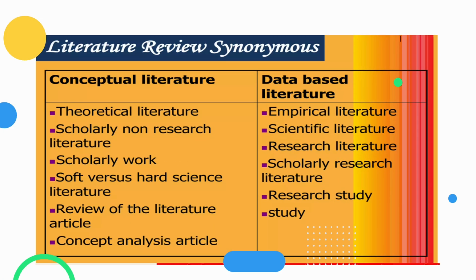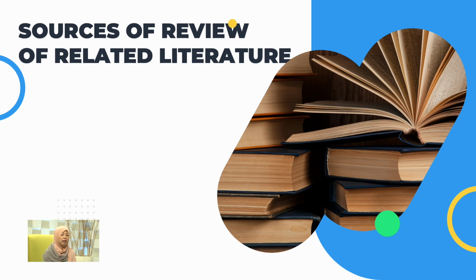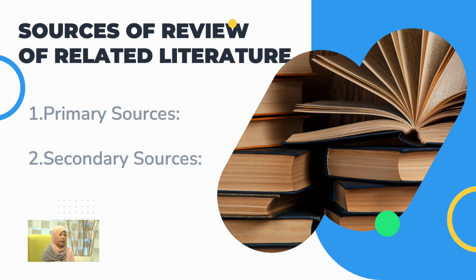Okay, and next we look at the other topics. These are the conceptual literature and the database literature. You can compare between those in terms of synonyms. Actually, they carry the same meaning but differ in terms. Okay, so we have two kinds of sources, that is primary sources and secondary sources. Primary sources are, in a sense, internal from the researcher, whereas secondary sources are the readings from external sources, for example from the library or from the literature.